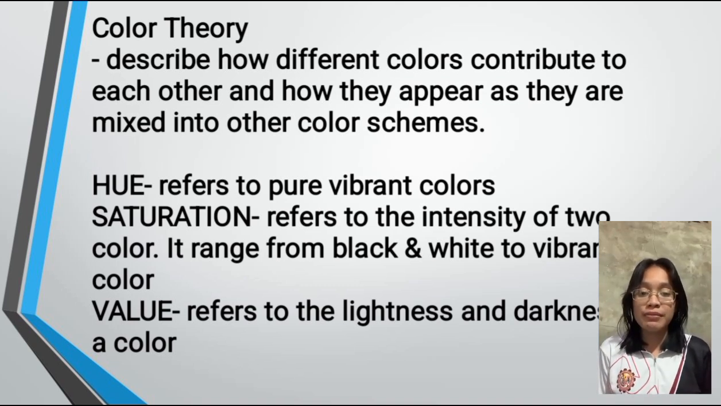Hue is the basic color itself: red, blue, yellow, green, with no black, white, or gray added, just the pure color. For example, a poster using pure gold to show trust and calmness. The second is saturation. This is how intense or dull a color is. Saturation tells us if a color looks bright and vibrant or faded and grayish. For example, a high saturation yellow looks loud and energetic, good for attention-grabbing posters.